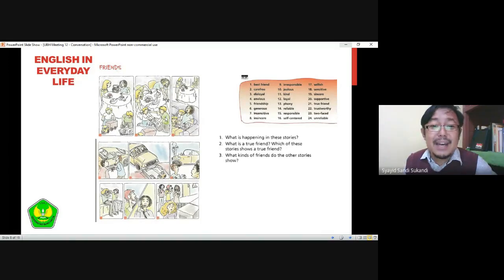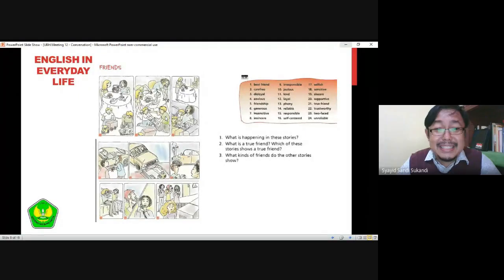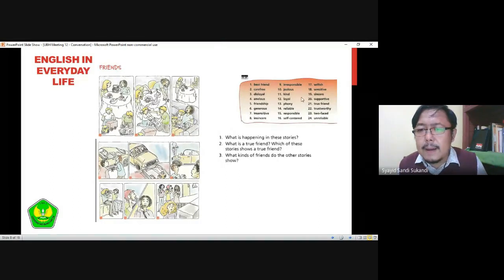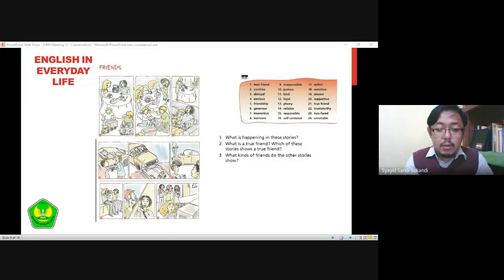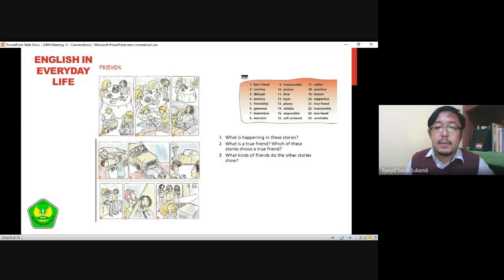Bertengkar. What is bertengkar in English? Fighting. No, don't say fighting. Fighting means like you want to punch someone. But for kids, you should say quarreling. We have the word here. Let me type the word. This is the word, quarreling. Bertengkar, seperti berebut, memperebutkan sesuatu. And then, what happened in the third picture?